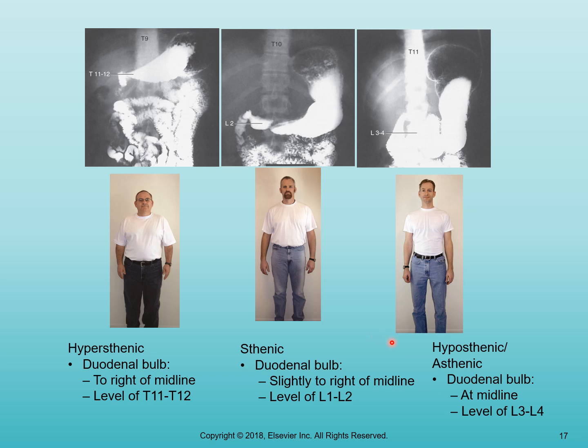And then on a hyposthenic or asthenic patient, the duodenal bulb is at midline and tends to sit at the level of L3, L4. You can see way more significant J hook on this patient. This does look like a J, but not as pronounced as this. And in this patient, the stomach is definitely more horizontal. So horizontal on a hypersthenic, J hook on a sthenic, more significantly pronounced J hook on a hyposthenic or asthenic patient.